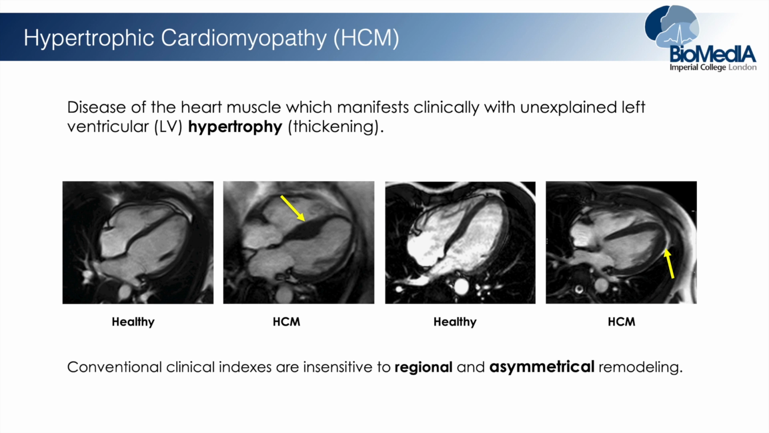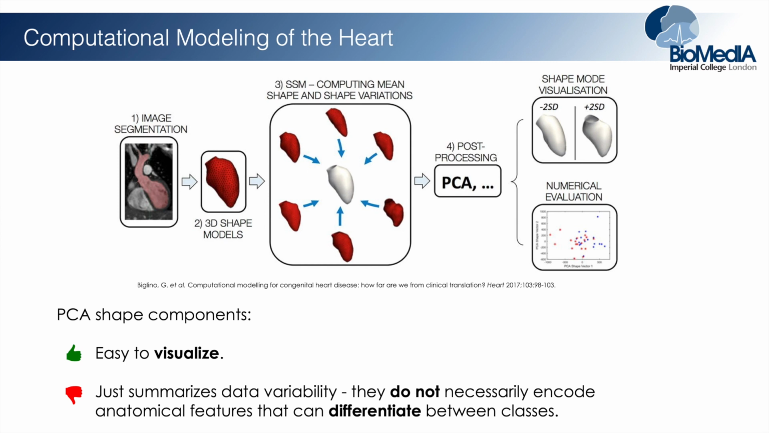For this reason, in the last decade, I would say there has been a lot of effort in the computational modeling of the heart. This is a whole class of approaches that I think can be roughly schematized with this diagram. Essentially, the first step for the analysis of this data is the segmentation of the structure of interest in our database of shapes. For example, in this case, the left ventricular myocardial pool.